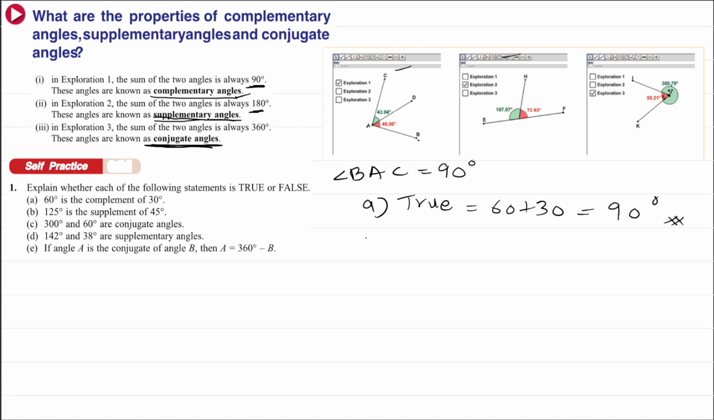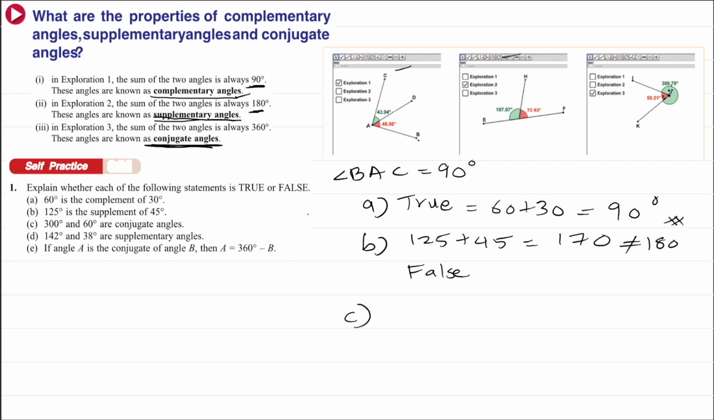Tengok B pula. Dia kata 125 is the supplement of 45. Supplementary kita refer kepada 180. Betul tak? The sum of the two angles. So, cuba kita tambahkan. 125 tambah dengan 45. Kita akan dapat 170. So, 170 is not equals to 180. So, for B ni, dia punya statement dia adalah salah. Because it has to be 180 degree.